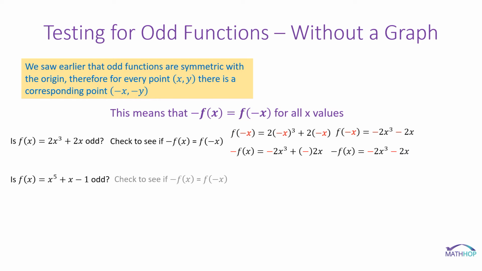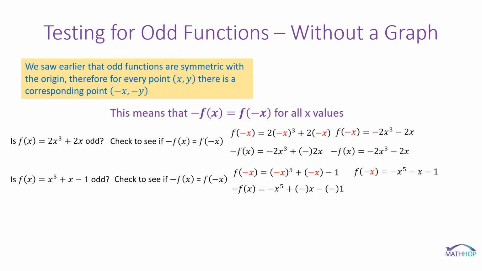We'll do the same thing. We'll see if negative f of x equals f of negative x, right? We'll see if we negate it, we get the same thing as if we only negate the x. F of negative x means negative x, the quantity negative x to the fifth, plus negative x minus 1. That gives us negative x to the fifth minus x minus 1.